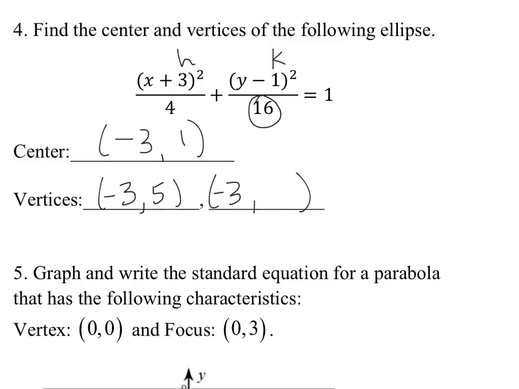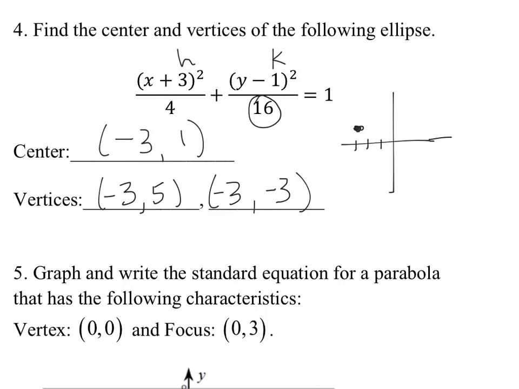And we're going to subtract 4 from 1, which is going to give us -3. So our vertices are (-3, 5) and (-3, -3). And if you wanted to draw a picture of that or graph it on the side for scratch, you could do that. So (-3, 1).